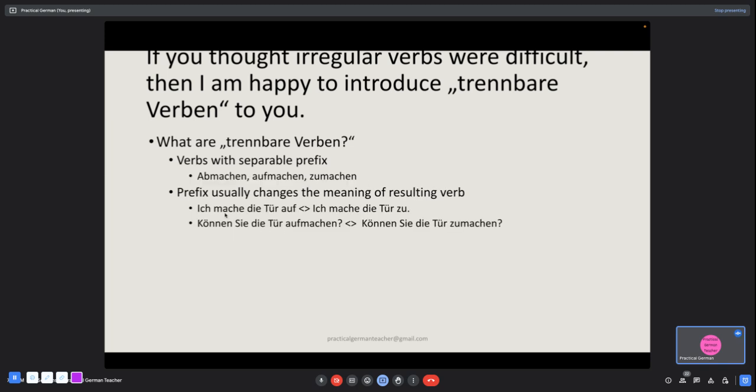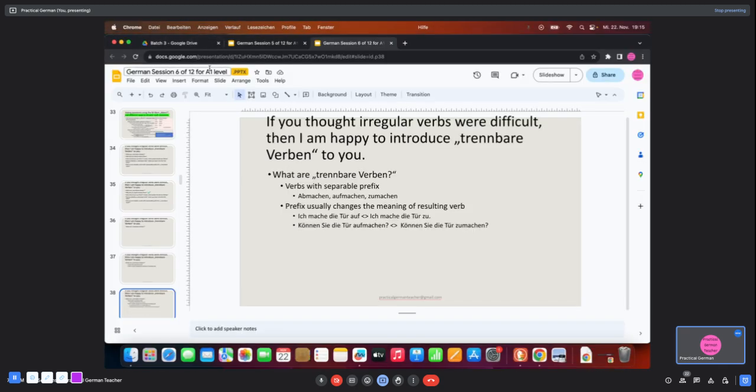Let's look at these two examples. Ich mache die Tür auf. Let me add a text box. You have the verb machen. It means to do or to make. Then you have aufmachen, then zumachen, then nachmachen. Aufmachen means to open, zumachen means to close, nachmachen means to imitate or to copy.